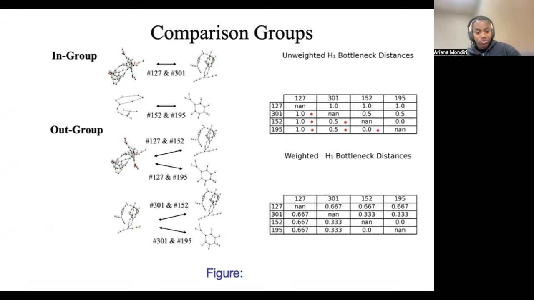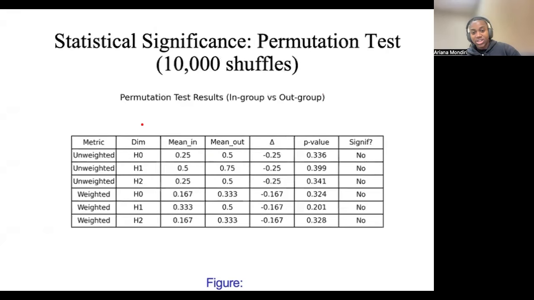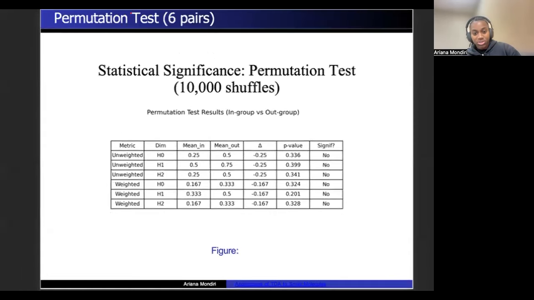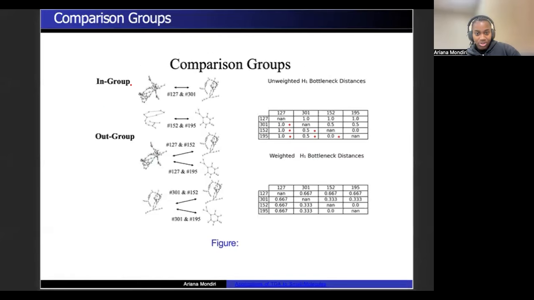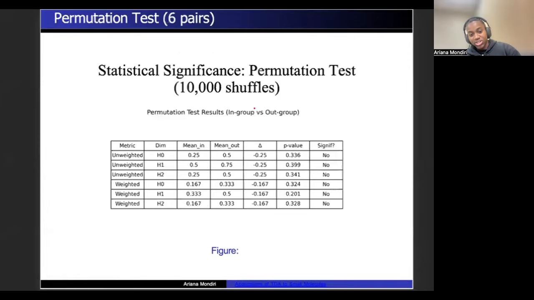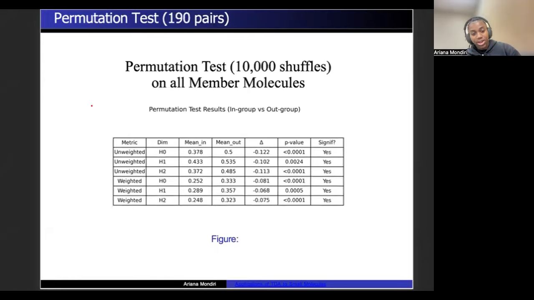So that is it. And if we do more analysis and perform a permutation test, we're first using 6 pairs. So here we have a first pair, a second pair, third, 4, 5, 6, and then we do a permutation test. We first see that there is no statistical difference. But if we consider all the molecules, so we have 20 of those, that makes 190 pairs. If we run the permutation test again, then yes, you can see that there is a statistical difference.